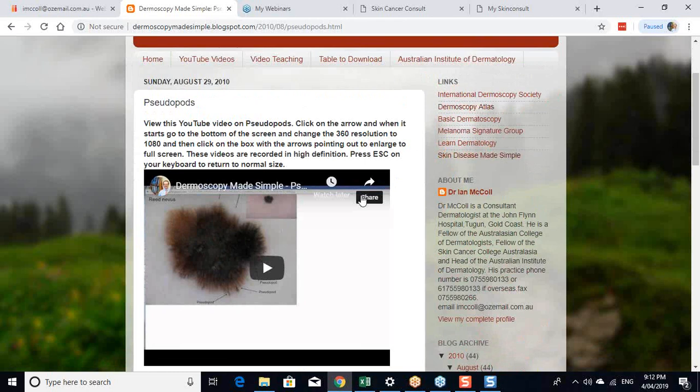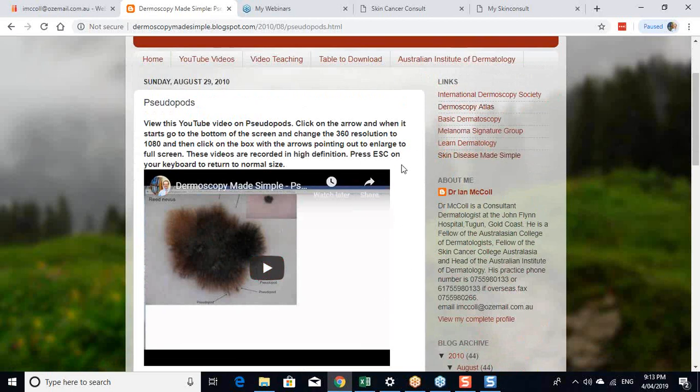Now, with Spitz nevi and Reed nevi, the pseudopods are usually all the way around the outside. In other words, they're pretty evenly dispersed around the outside of the lesion. Whereas in melanoma, there's often just a few areas that have the pseudopods, and other areas may just show radial streaking or streaming of lines, radial peripheral.